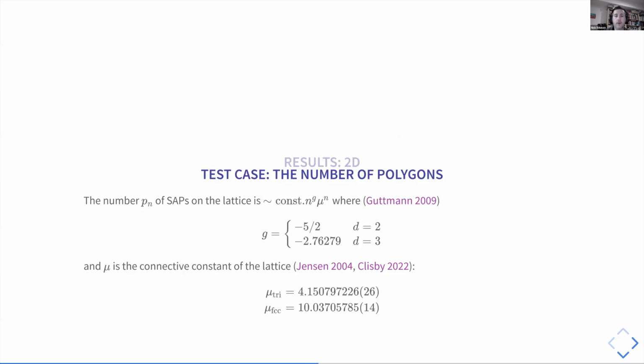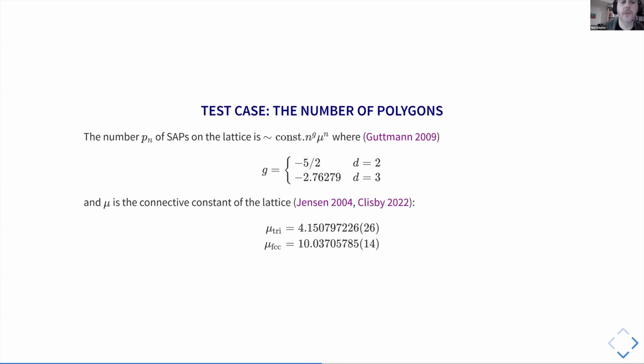Okay, so now onto some results. All right. So just as a quick little test case, we might want to count the number of polygons. We know the number of polygons up to a reasonably large size. So that gives us a good test bed.